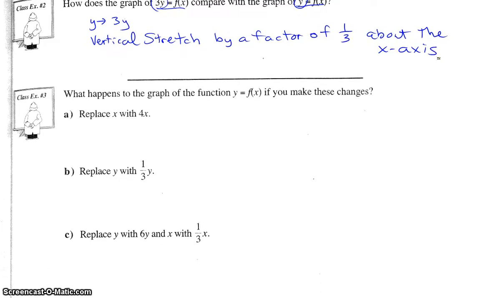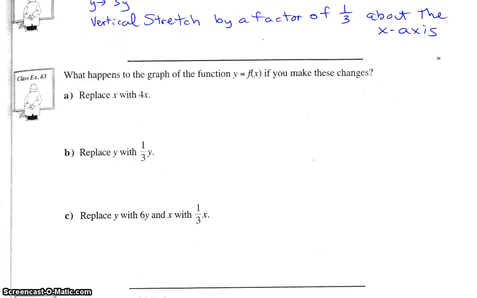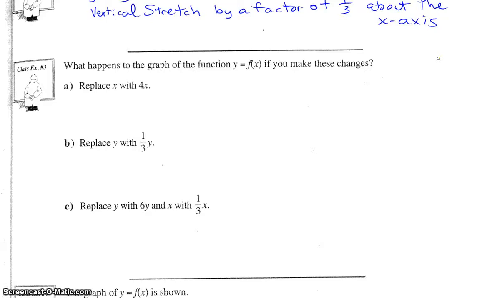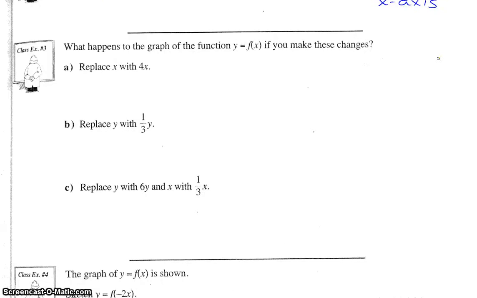Same idea on example number 3. What happens to the graph of the function y equals f of x if you make these changes? Replace x with 4x, y with 1/3 y, and then c, y with 6y, x with 1/3 x. Same idea. If you guys want to try those 3, and then we'll check and see if we have the same answer. Pause your video.